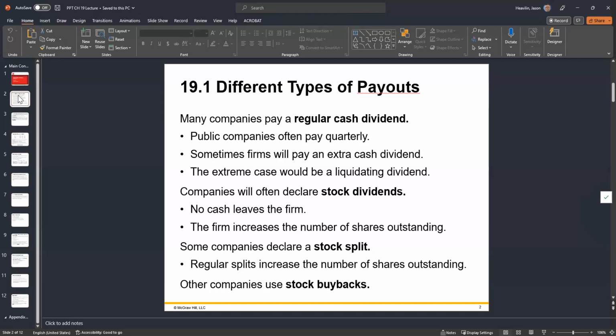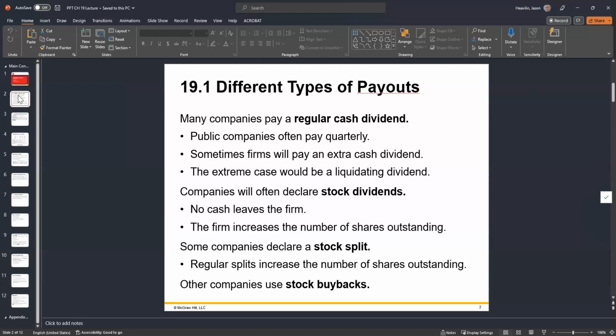Many companies pay a regular cash dividend. This is the most common one, or at least the one that most people are aware of. And all it is, is that a public company, let's say quarterly, will send some cash out in the form of a cash dividend to their shareholders. Sometimes they might pay an extra cash dividend. They call those special dividends, and a combination of both. And the extreme case will be a liquidated dividend, and just what it sounds like, when they're liquidating the company.